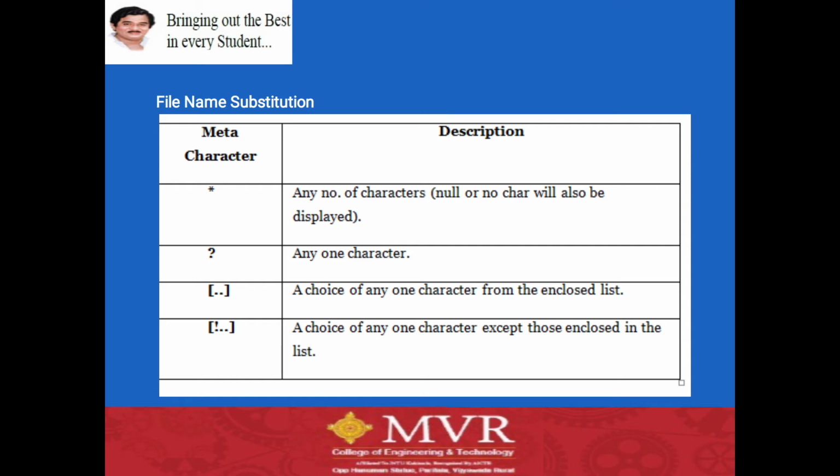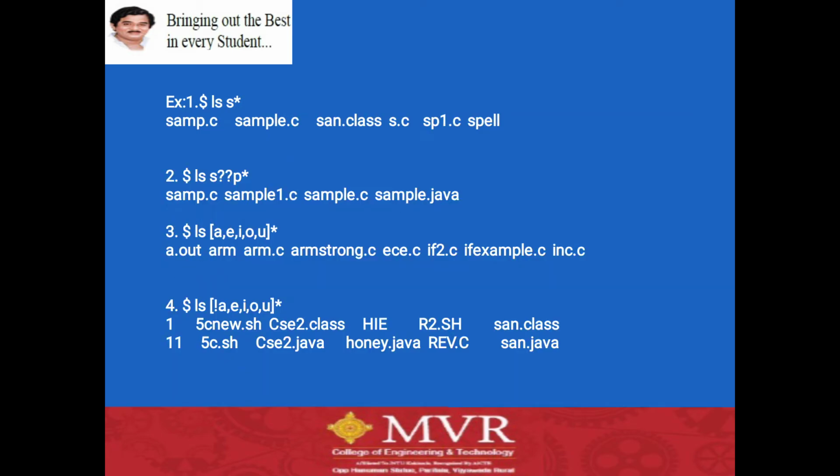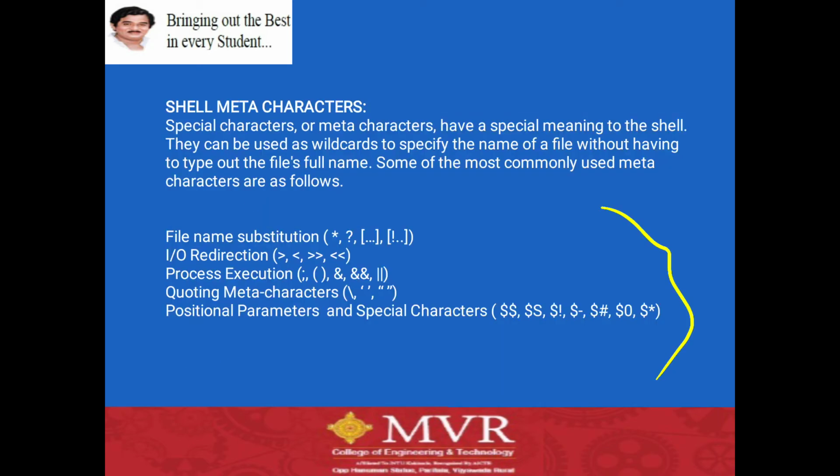In this category there are 4 types of meta characters. The first one is the star meta character. As I said earlier, it matches any number of characters, and null or no character will also be displayed. Whenever you use star, it means from 0 to anything, so any number can be treated as a star. That is the first meta character we are going to discuss.